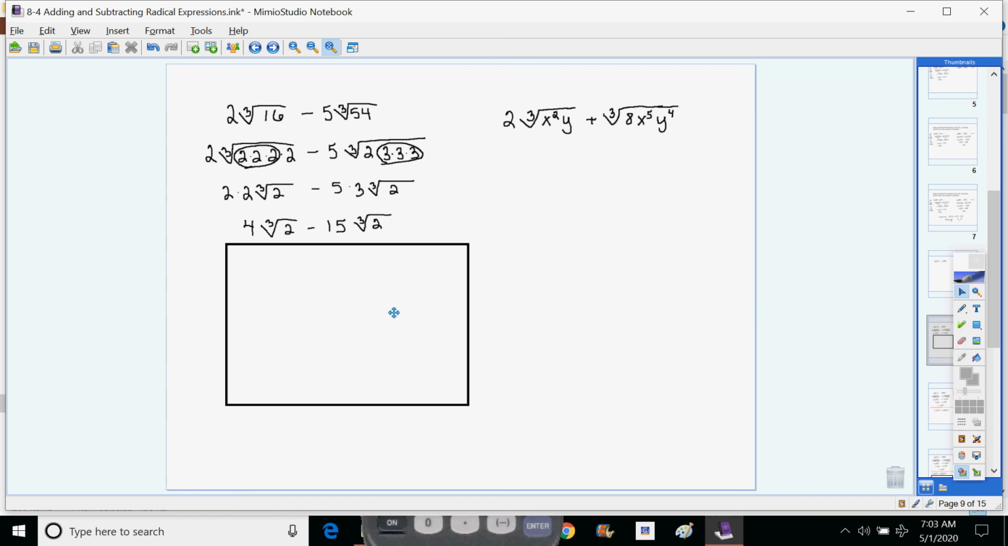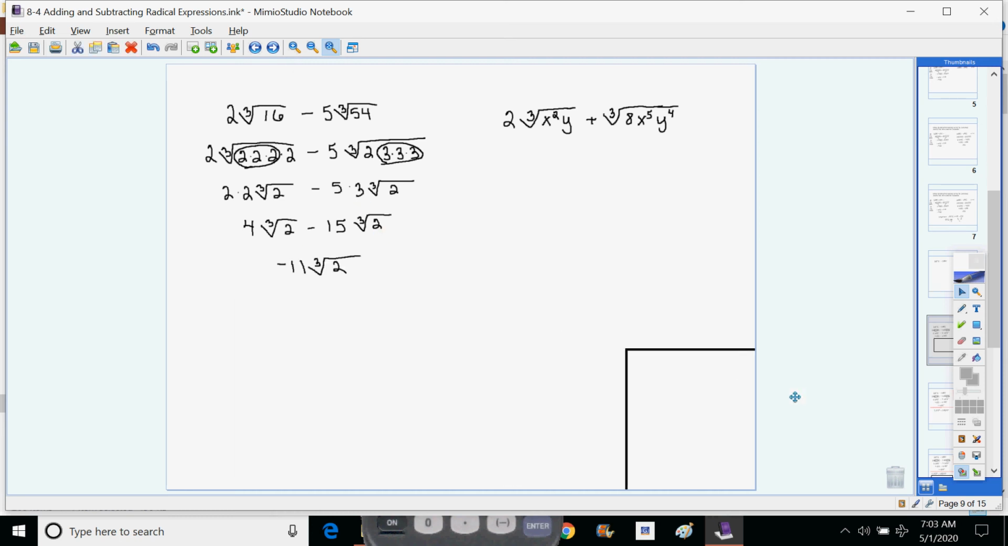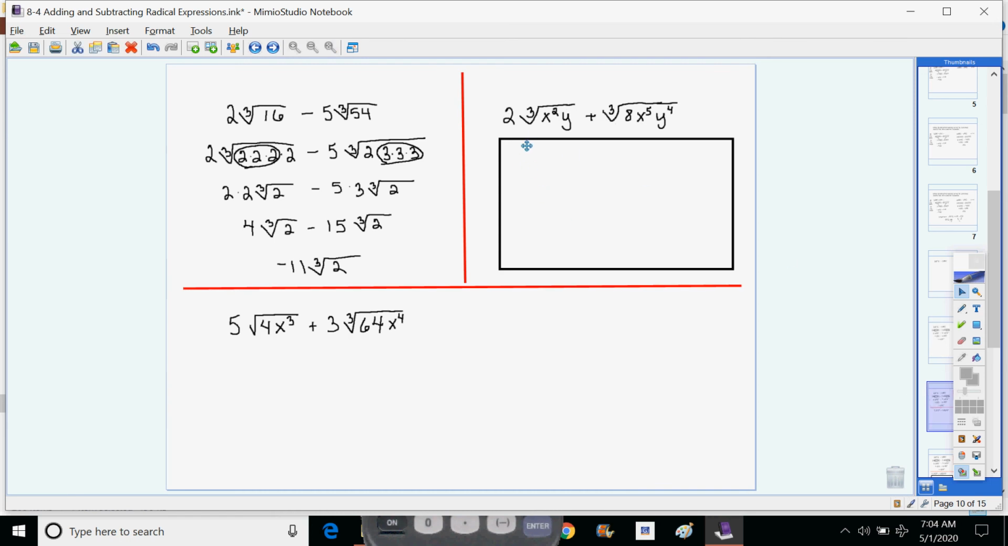Simplify. So we have 4 and 15, and then you can subtract because same index, same radicand. So putting it together like that. So definitely you have to simplify. So let's look at another one.